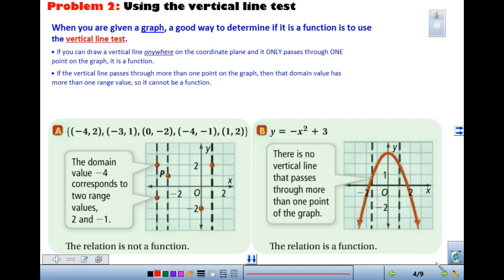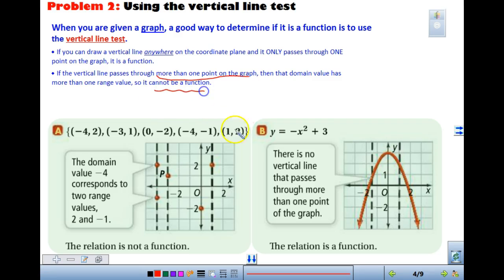So the top of the next page, we talk about the vertical line test. The vertical line test is whenever you're given a graph, the quickest, easiest way to determine if something is a function is using what's called the vertical line test. You'll use this in algebra, you'll use it in Algebra 2, you'll use it in your advanced math classes. Vertical line test simply says this: if you draw a vertical line anywhere on your coordinate plane and it only passes through one point on the graph, it is a function.